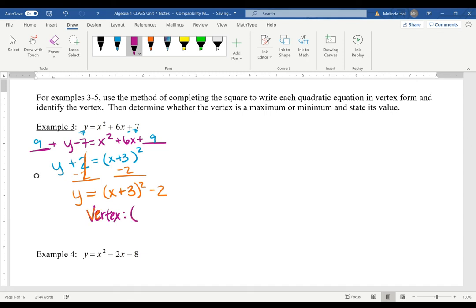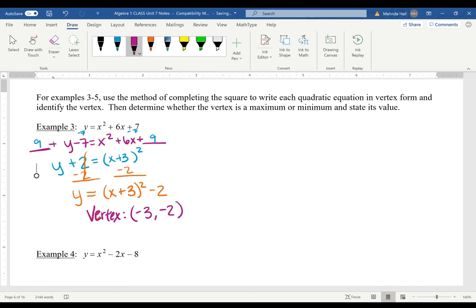So my vertex with my x value, it's going to be with the x itself. So since it's positive 3, my vertex is at negative 3. And then my y value is just the number I see that's added or subtracted at the end. So that's just going to be negative 2, the end.